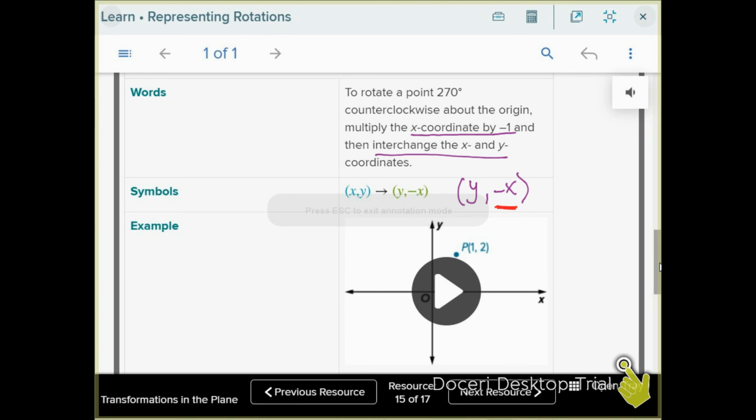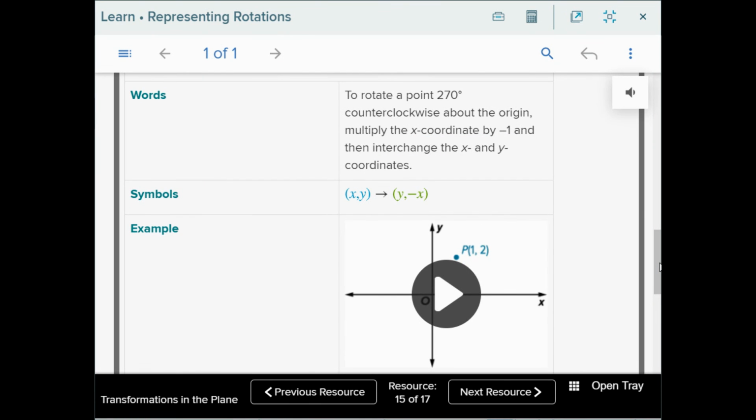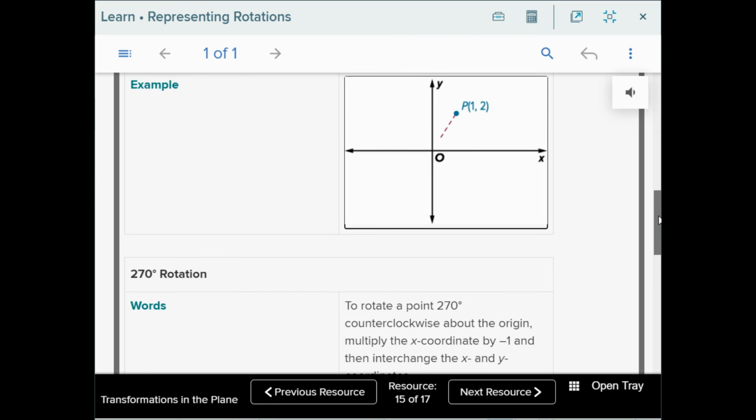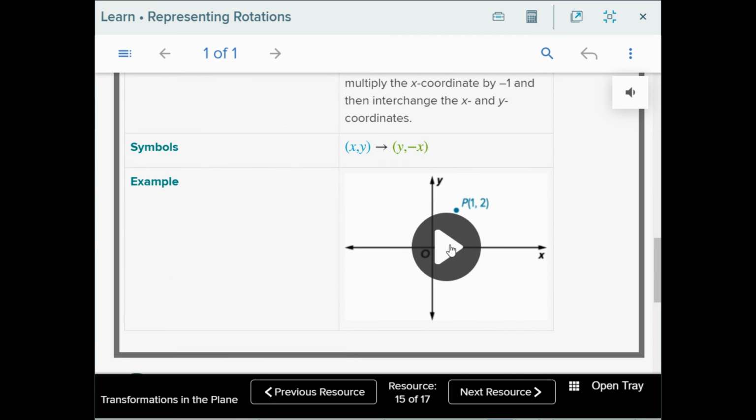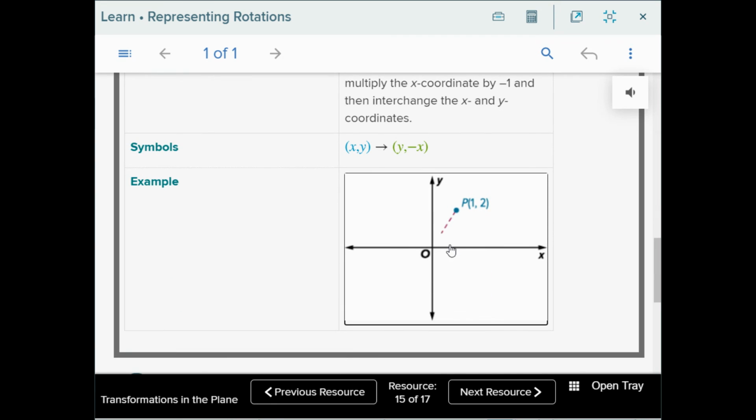At any rate, let's see what rotating 270 degrees looks like. 270 degrees is 3 increments of 90. So we travel 3 sets of 90 degrees, and we end up at 2, -1, which is the interchange of 1, 2. Our original x value of 1 is what becomes negative in our new point, and it ends up being the y value in our new point.